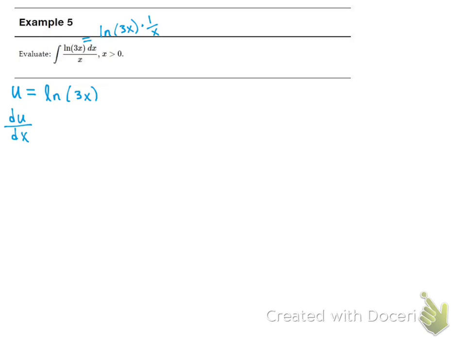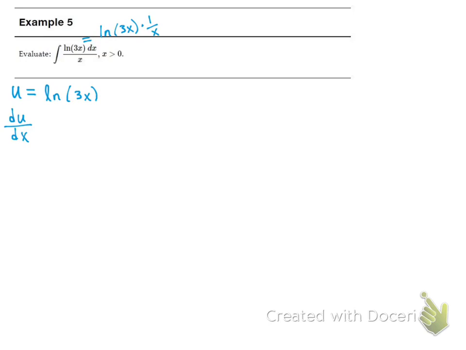So if you think about it, the derivative of ln is going to give you 1 over x. And you see that you have this 1 over x here. So if we let u equal ln, it should work. So let's see what happens. That's the reason why we choose u to equal the log function. In this case, the log function we have is ln of 3x.